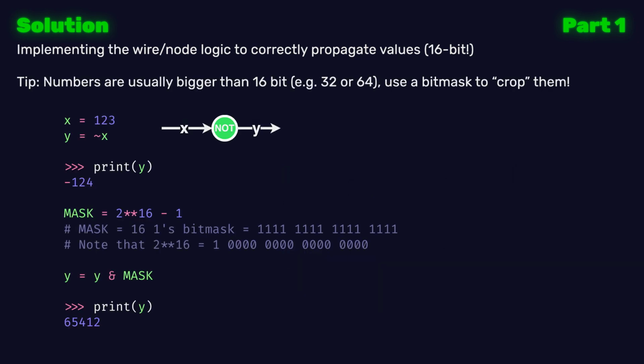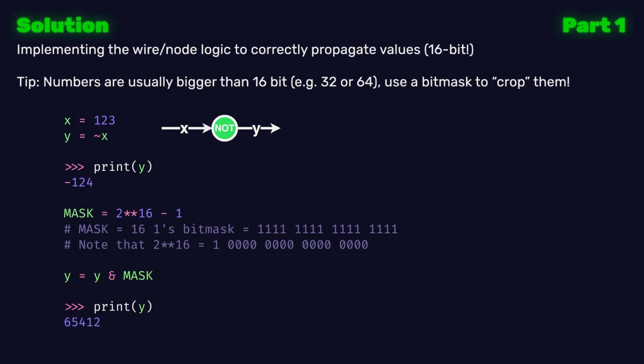For the final implementation detail of today's puzzle, let's look at the 16-bit logic. The tip here is that numbers are usually represented with 32 or 64 bits instead of the requested 16, so we must crop them when applying operations to get the correct values out. Take, for instance, the example of this NOT gate. We set x to 123 and y to not x. When we print y, we get back minus 124.